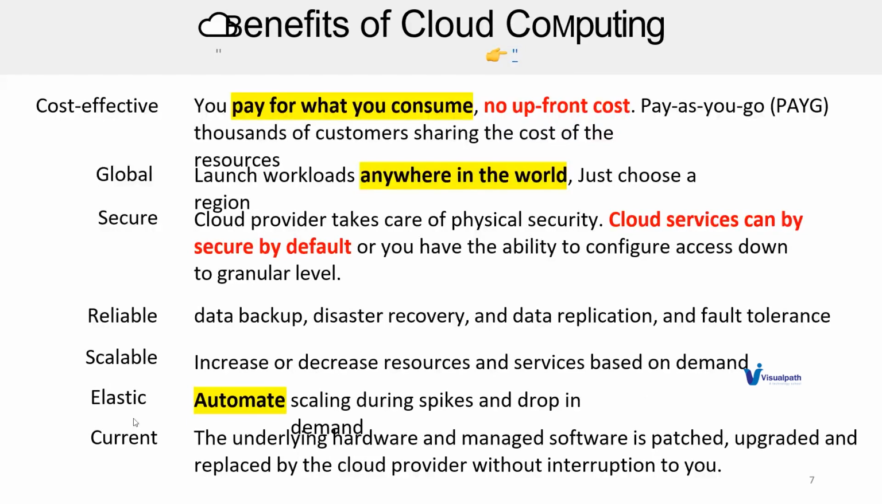Elastic, I have told you, right? Automatic scaling. Elastic is nothing but a rubber band. You can stretch it as well as squeeze and shrink it. That is your elastic rubber band. So these are all the benefits of cloud computing: it is cost effective, it is global, it is secure, it is reliable, and you have the option of scaling up and scaling down.